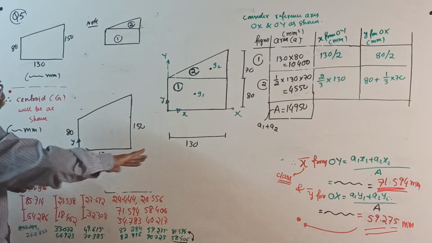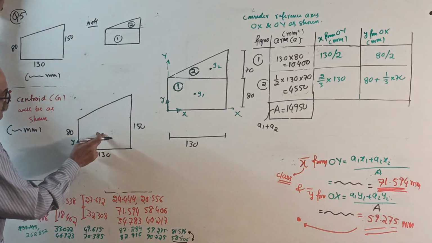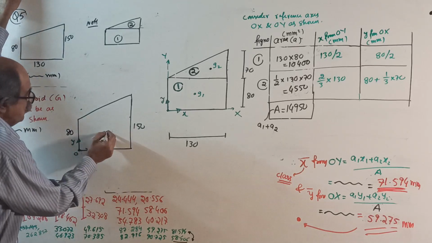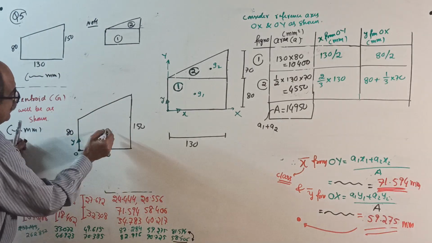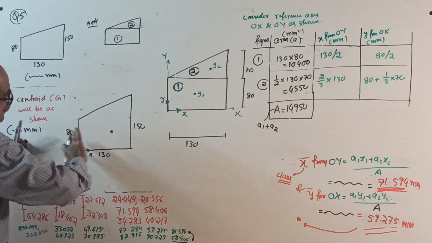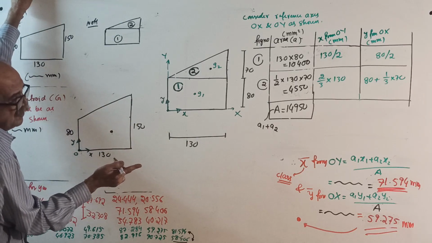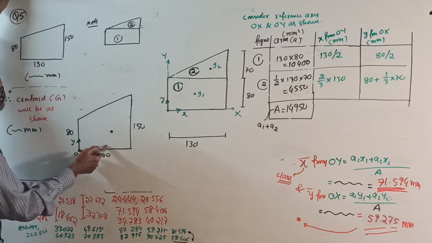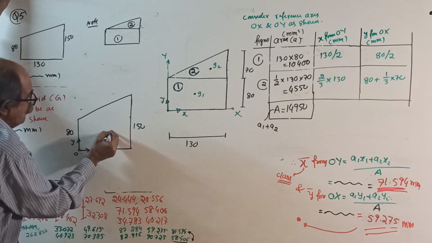So X bar in this direction, we got 71.594. This is 130. Half of 130 is 65, so it will go slightly to this side. And then y bar, we got how much? 59.275. This is 80, and the midpoint is 40. So it is a little above the midpoint.